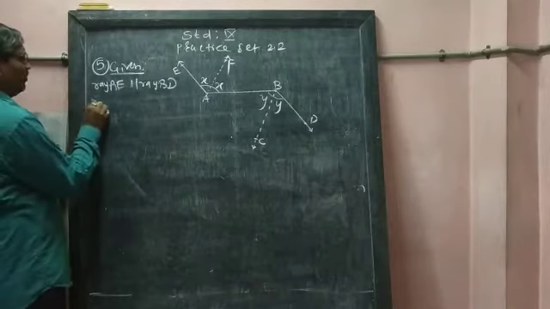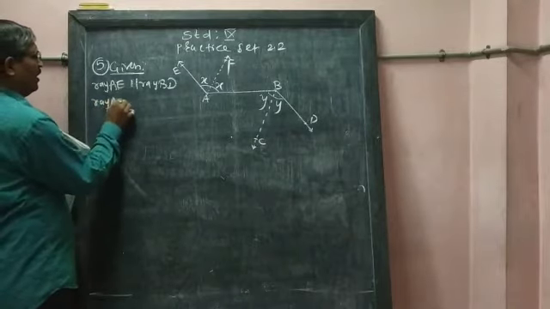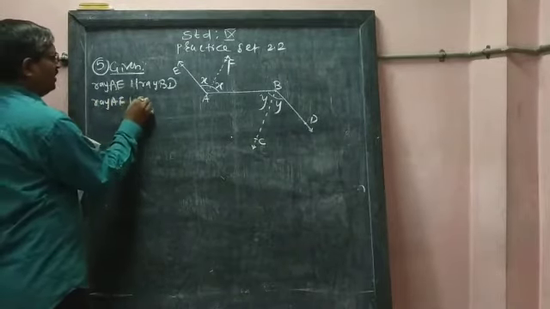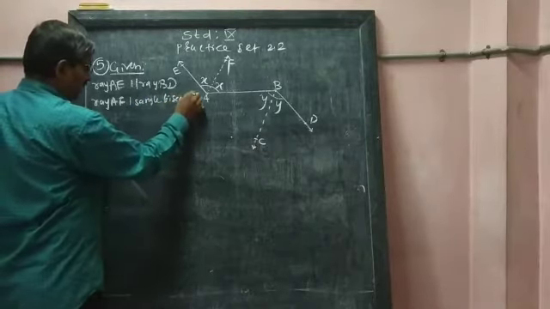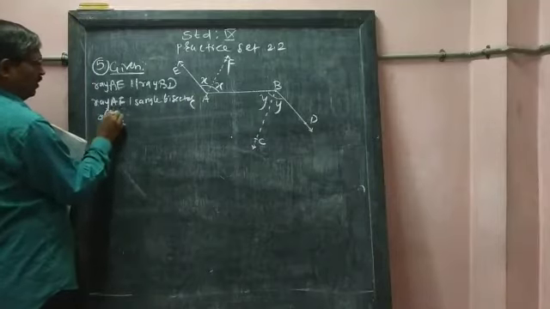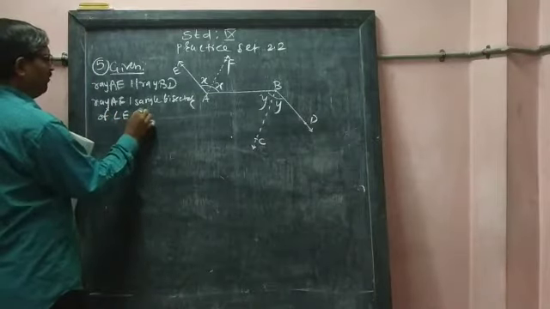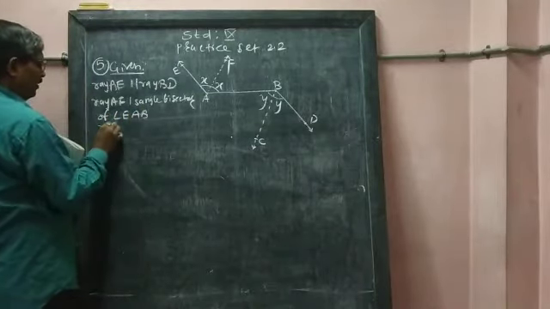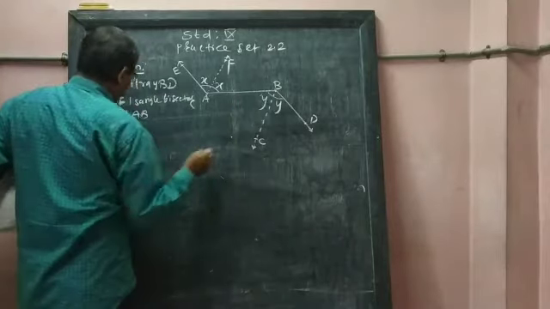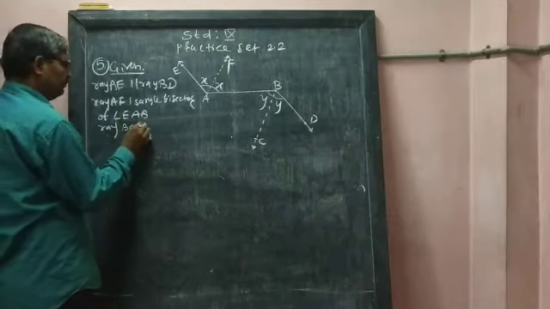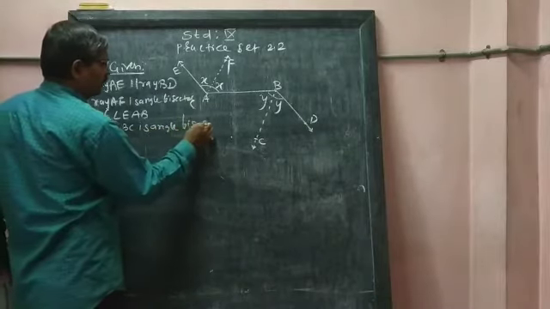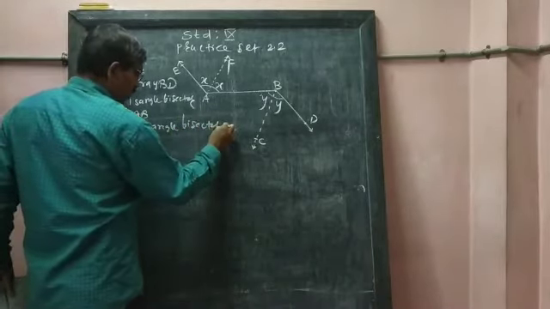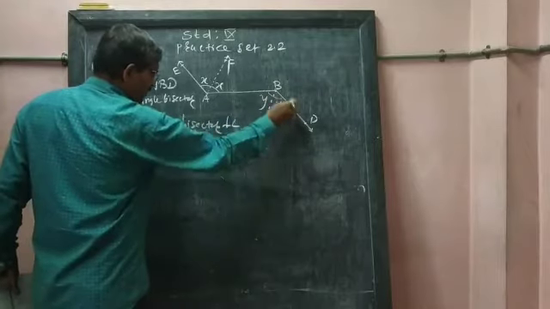Again, here it is told that ray AF is the angle bisector of angle EAB. Ray BC is the angle bisector of angle ABD.